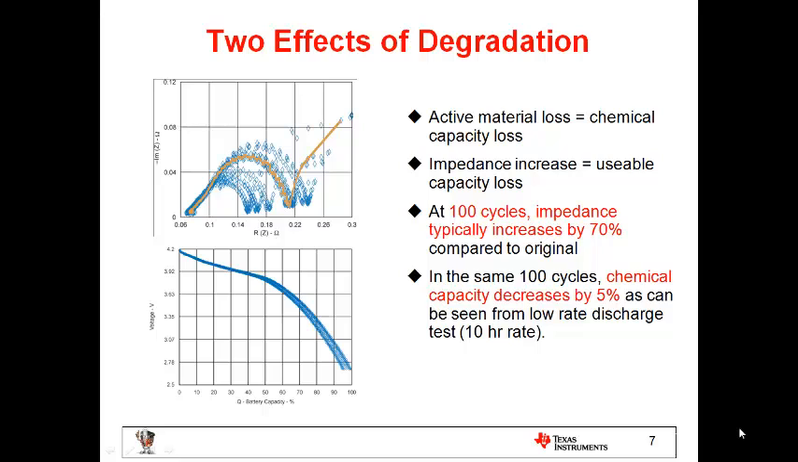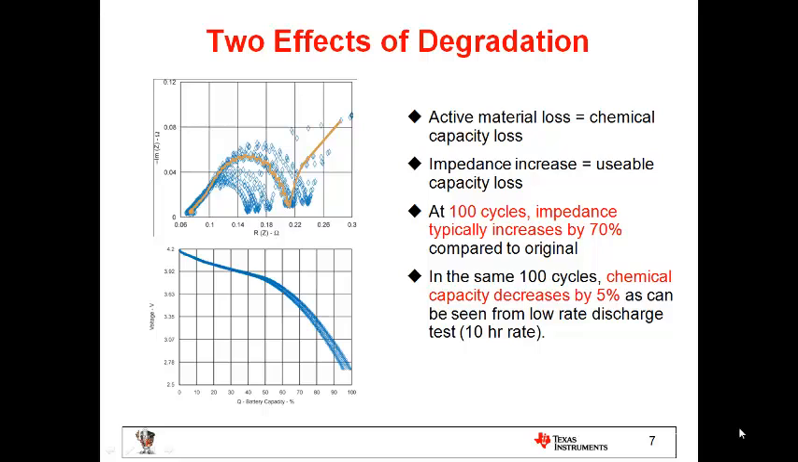You can see that the high frequency part of the spectrum on the left is not changing between the cycles, but the low frequency part of the spectrum on the right is increasing about 70% in just 100 cycles. So that would affect the usable capacity of the battery if you use it at a high rate application. But if you use it at a low rate, the capacity will barely change because the IR drop will be still small because I is small.